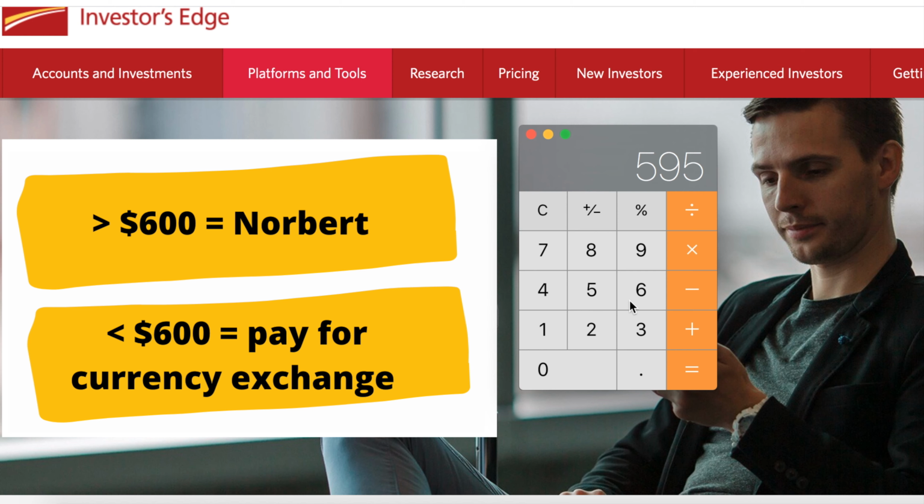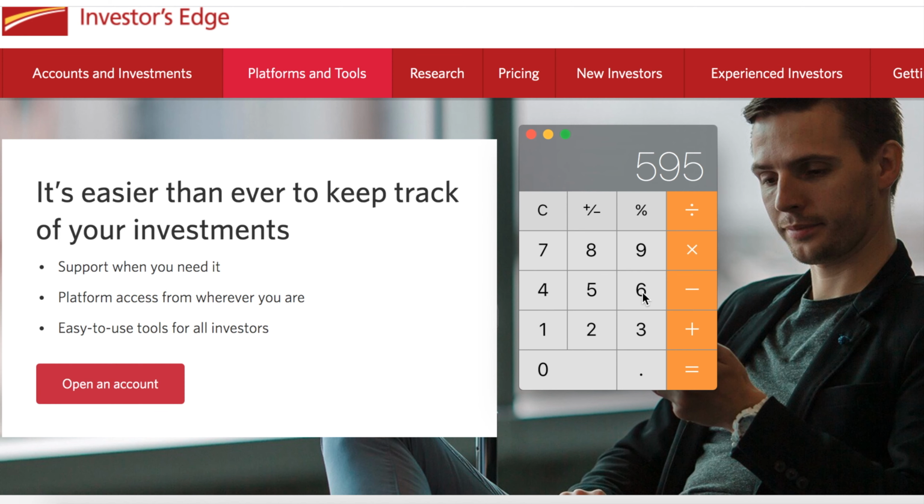Now some fees on CIBC Investors Edge are $6.95, so let's try that one. So $6.95 times 2 is about $14. Let's call it 14 and divide that by 2%. It's $700. So if you are trying to convert more than $700 Canadian to US dollars and your trade fee is $6.95 per trade, then it becomes worth it for you to use Norbert's Gambit at any value above $700.